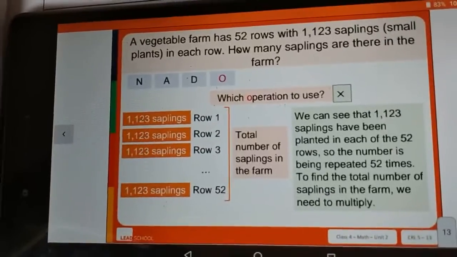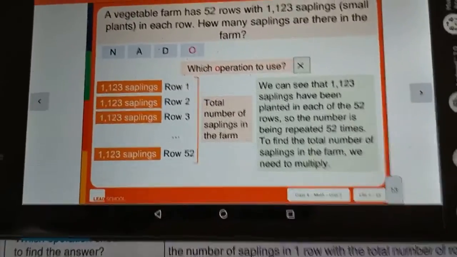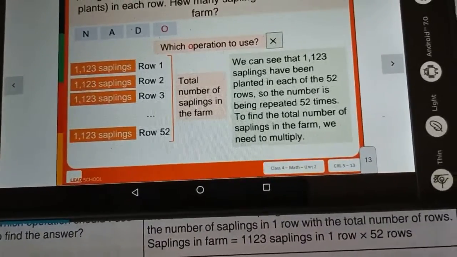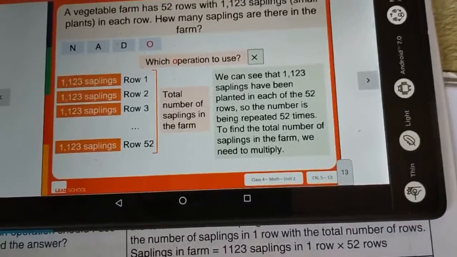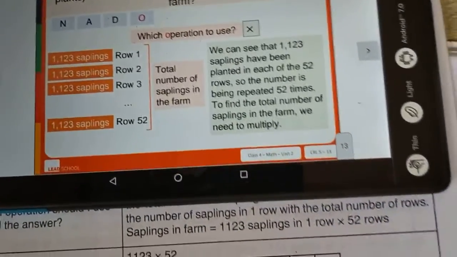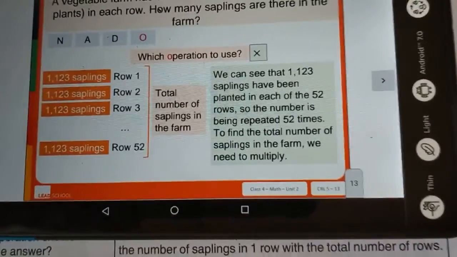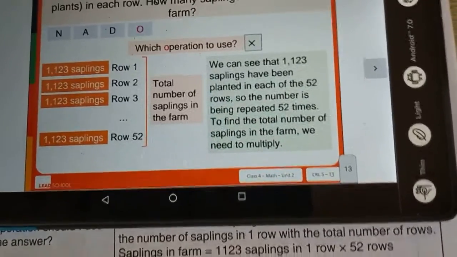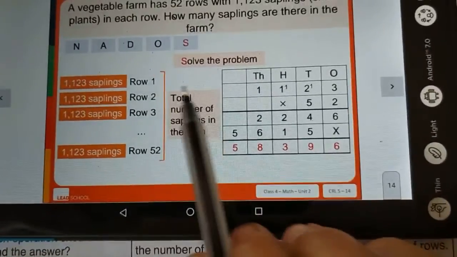Why do we use multiplication? We can see in the question that 1123 saplings have been planted in each of the 52 rows. So the number is being repeated 52 times. How many times is the number repeating? 52 times. So to find the total number of saplings in the farm we need to multiply. Therefore, what will we do here? Multiply.